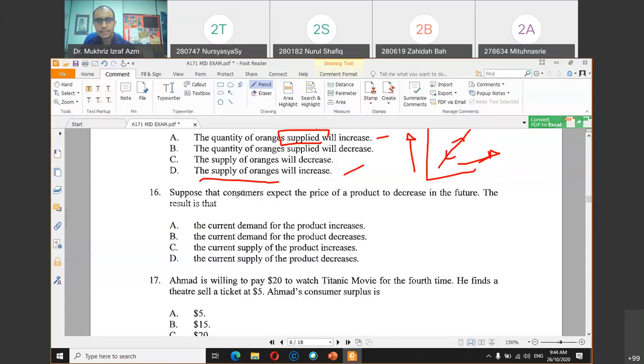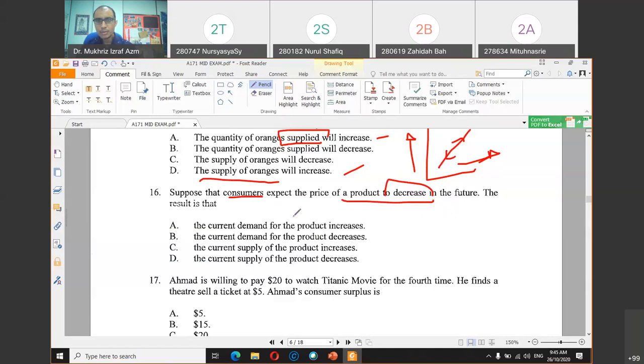Okay, 16. Suppose that the consumers, so they're talking about consumers, not producers, expect the price of the product to decrease, meaning it will get cheaper in the future. So if you are the consumer and you expect that in the next month the price of good X will fall. Or if you are a frequent customer of Shopee, and Shopee will make a sale in the next few weeks, you expect that the price of whatever product you want to buy will become lower in the next few weeks.